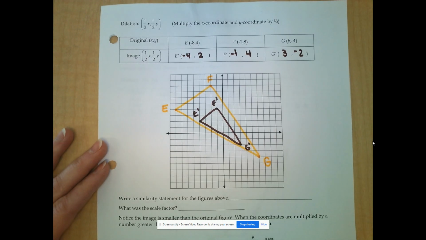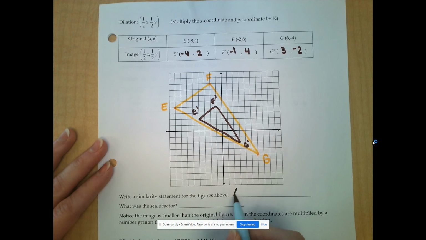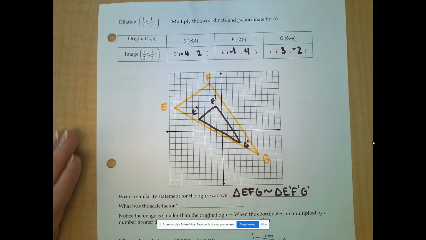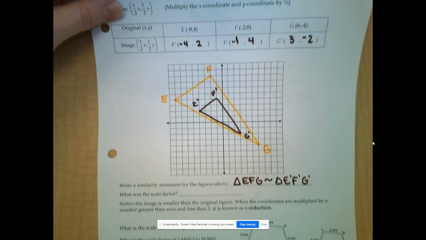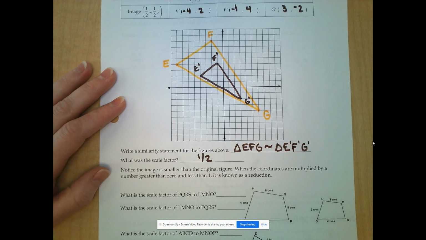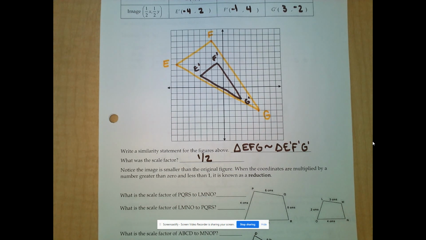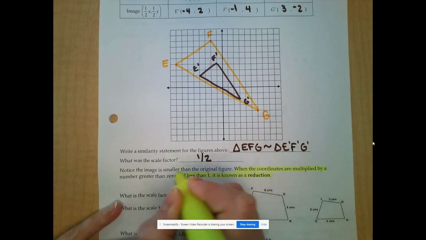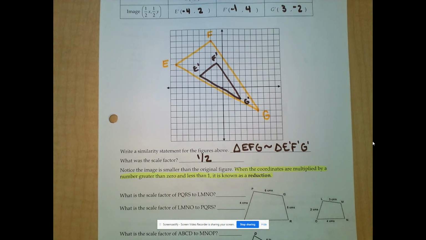Write a similarity statement for the figures above. So in this case, they are triangles. So we're going to say triangle EFG, and we need to name the second one in the same order, is similar to triangle E prime, F prime, G prime. Usually we start with the original. What was the scale factor? What was the number we multiplied by? 1/2. Notice the image is smaller than the original figure. When the coordinates are multiplied by a number greater than 0 and less than 1, it's known as a reduction. So notice I didn't multiply by a negative. I multiplied by something between 0 and 1. So that would either be a fraction or a decimal.